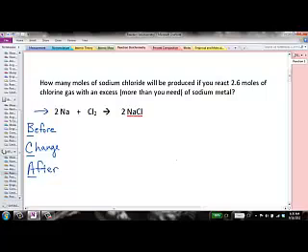Okay, so here I'm going to use the equation at the top as a way to organize the values that they're giving me and what they're asking me for. Here it says I have 2.6 moles of the chlorine gas, and it wants to know how many moles of the sodium chloride will be produced. This is nice because now I don't have to look at all the words anymore. I can just focus in on completing my table.